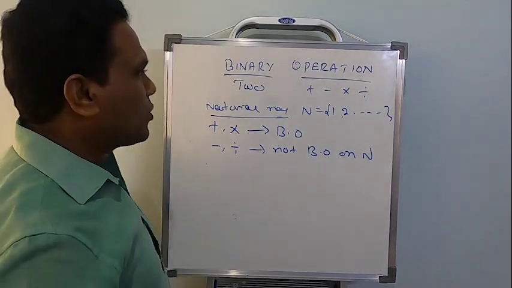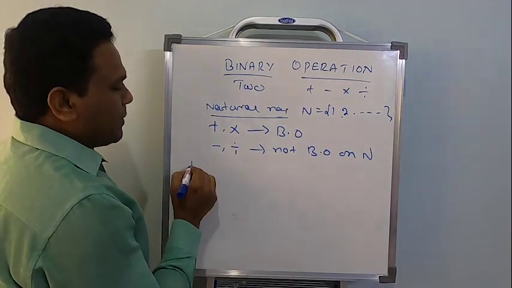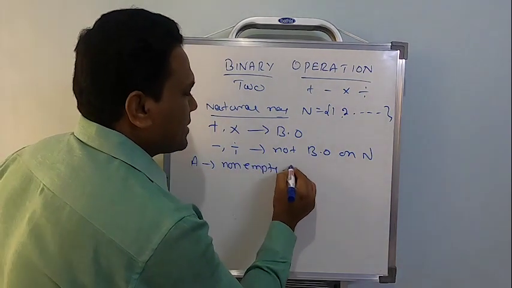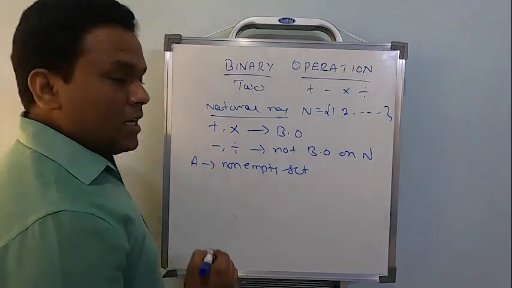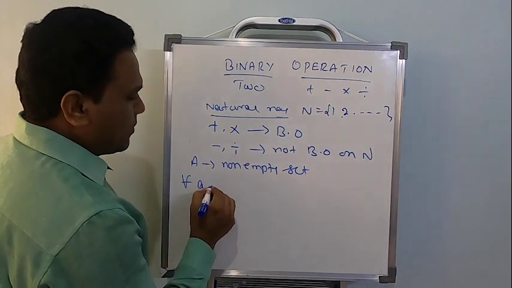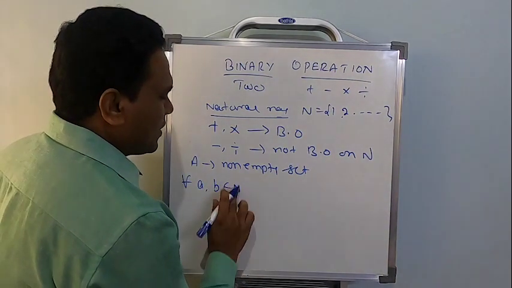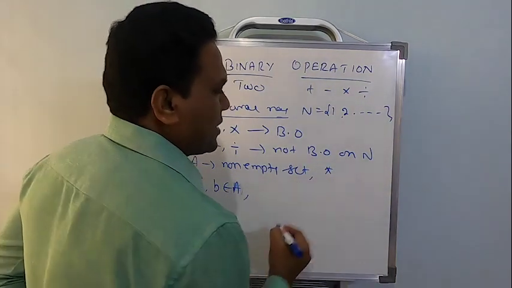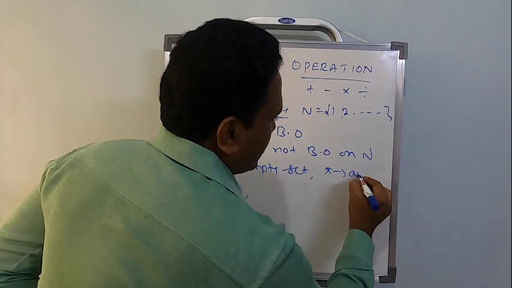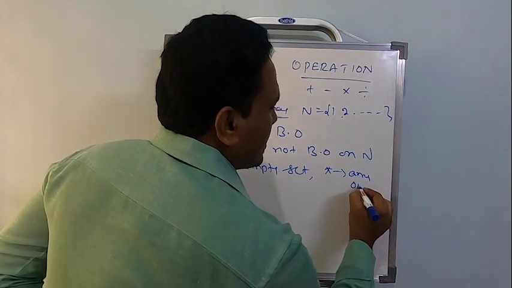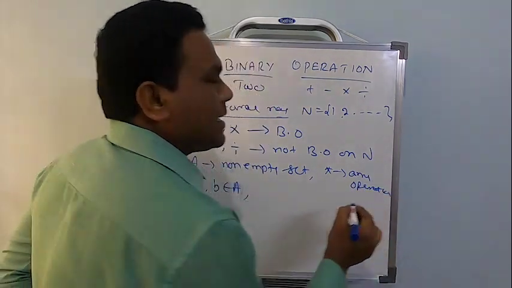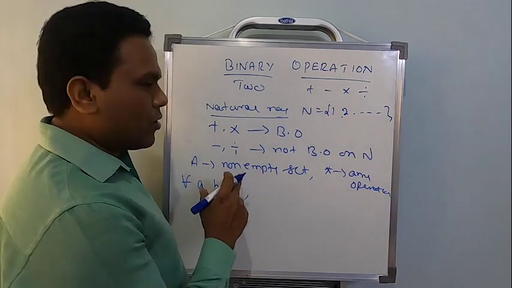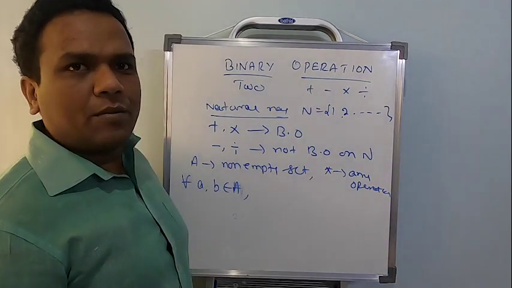So let me give you a conclusion. Let me consider A is a non-empty set. Now consider any two elements from this set, and take one operation star. Star is any operation in the beginning. Still I have not called it a binary operation. Remember, one non-empty set and one operation on the non-empty set.